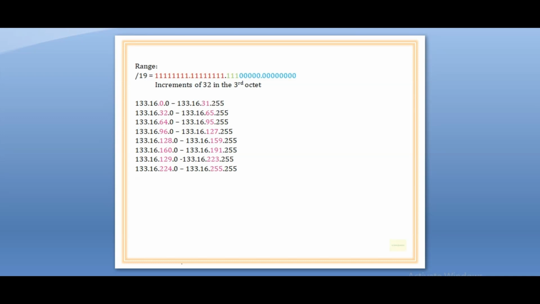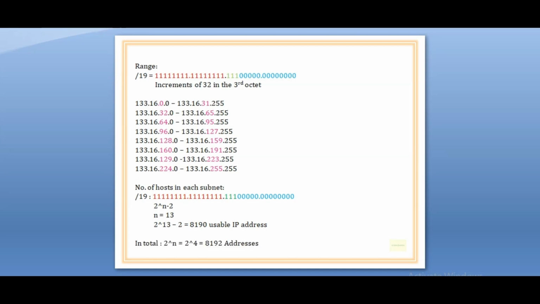Now let's find the number of hosts in each of these subnets. Slash 19 has 13 host bits. So 2 raised to 13 minus 2 gives us 8190 usable IP addresses per subnet. These are the ones that can be assigned to hosts. And 2 raised to 13 gives us 8192 IP addresses, including the network address and the broadcast address per subnet.